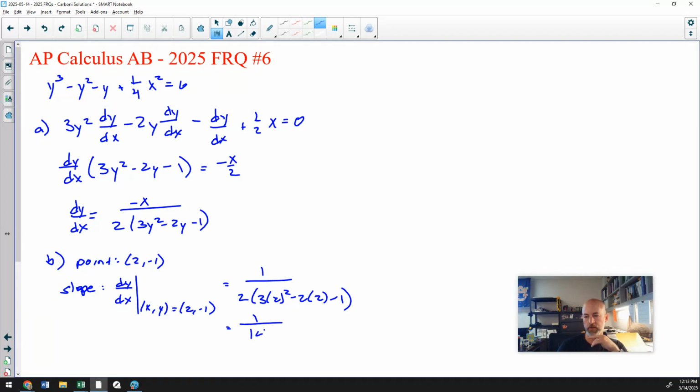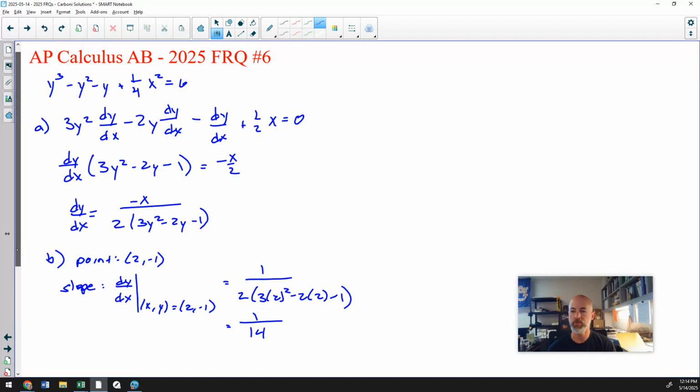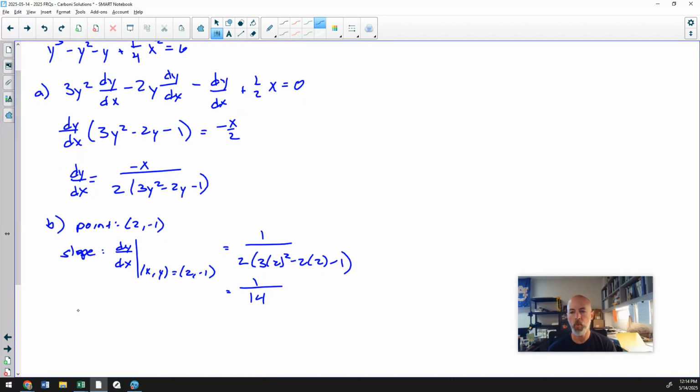Is that 1 over 14? I think that's right. 12 minus 4 is 8, minus 1 is 7, times 2 is 14. Okay, so there's my slope, 14, and then my tangent line is going to be y minus, and I'm going to go ahead and move that 1 over. It's going to be the slope of 1/14.